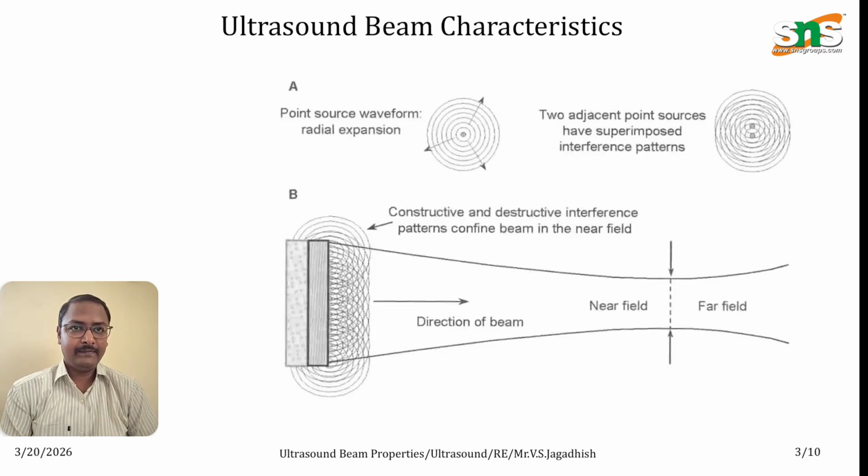As you see here, we have two diagrams labeled A and B. A is a point source waveform. When a crystal is vibrating, we have concentric circles around that crystal, like when you drop a small stone in still water or a pond, you can see a wave formed and traveling away from the point where you dropped the stone.